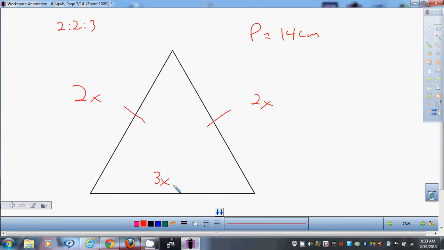2x plus 2x plus 3x equals 14. That's 7x equals 14. Divide, and what is x? X is 2 centimeters. Very good.